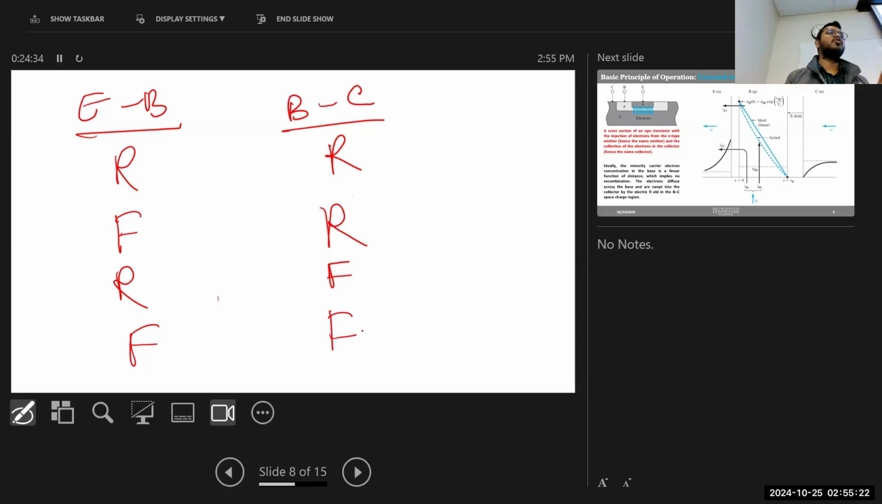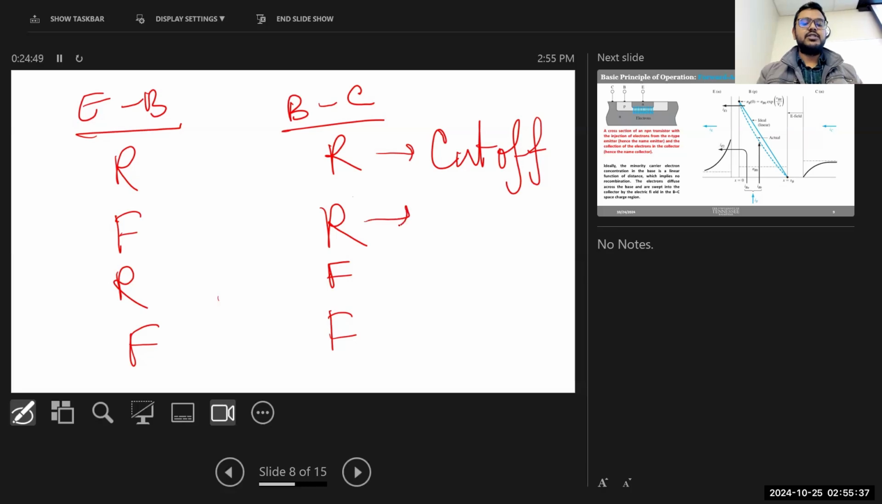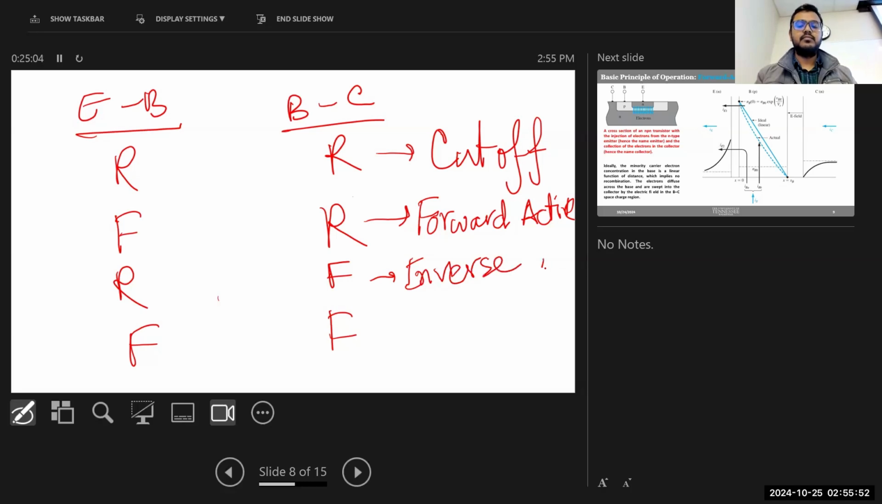So these are actually the 4 modes of operation for BJT here. When we have both of these junctions reverse biased, we call that cutoff mode. Then when we have EB junction forward and BC junction reverse, we call that forward active mode. And when it's the exactly opposite scenario where EB junction is reverse and BC junction is forward, we call that inverse active mode. And when both of them are forward, we call that the saturation mode. So these are the 4 modes of operation for this BJT device.